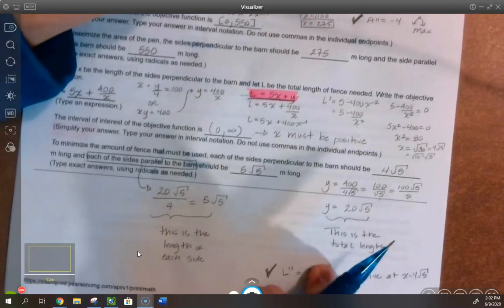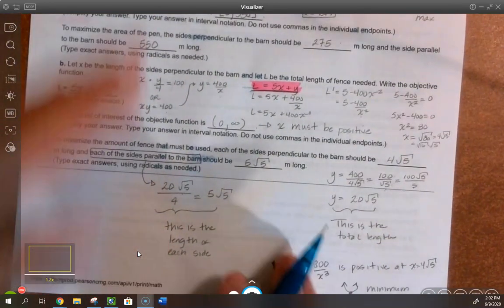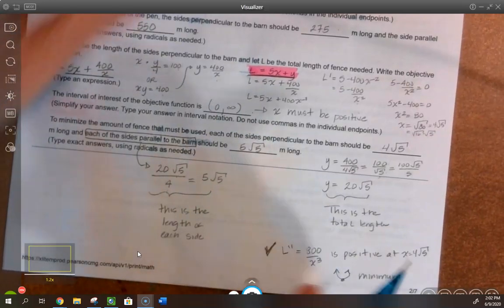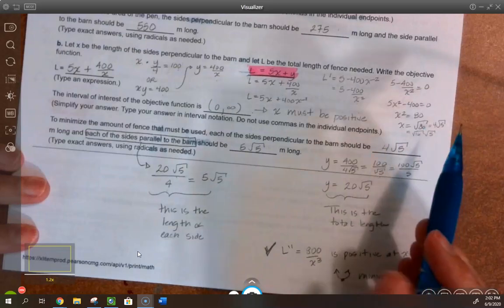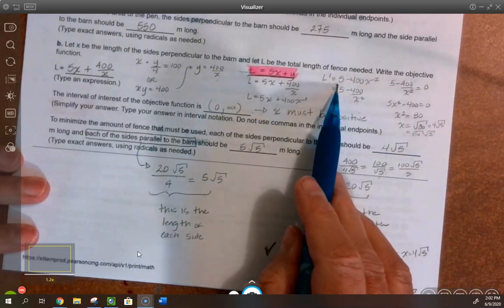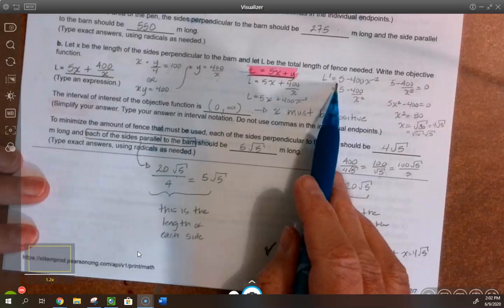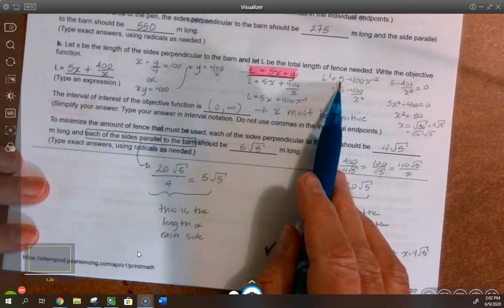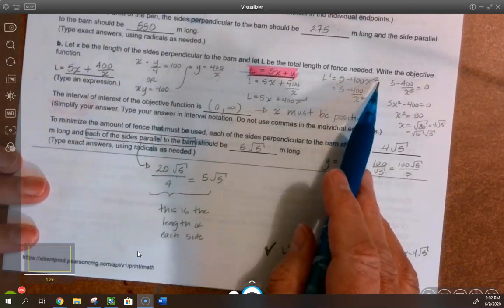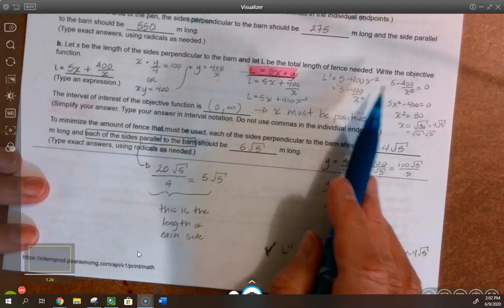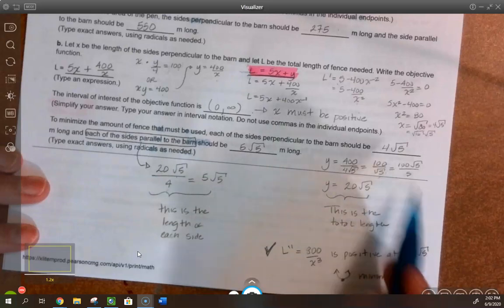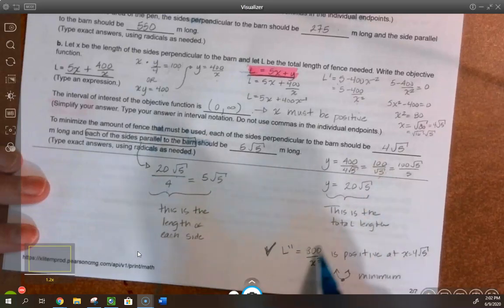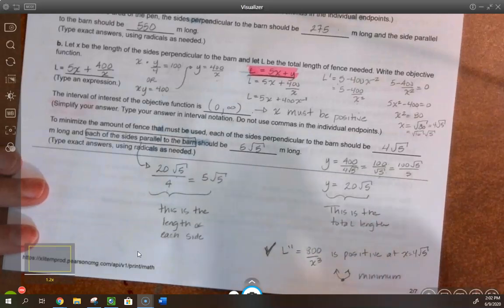Again, I want to check to make sure that I have a maximum or minimum. In this case I want it to be a minimum because I'm minimizing the amount of fence. I take my first derivative and then the second derivative. So the derivative of 5 is 0. Derivative of negative 400x to the negative 2 is positive 800 over x cubed. Since x is positive, 4 root 5 is positive, this whole thing is going to be positive, making it concave up, making that a minimum.